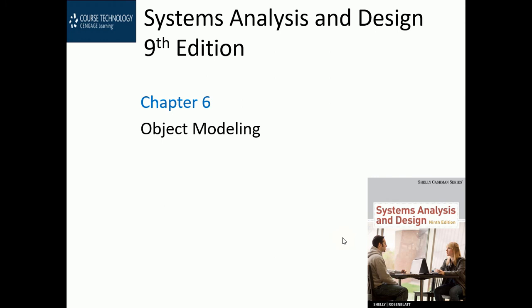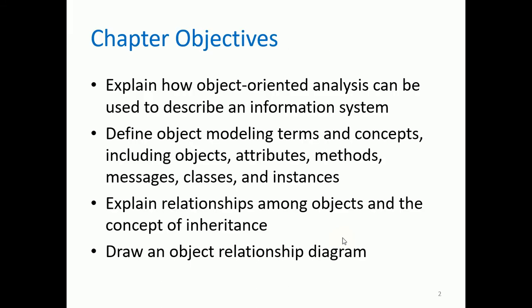We're already in chapter 6 of Systems Analysis and Design, which is called object modeling. Object modeling is another way to represent an information system aside from data and process modeling. In data and process modeling, we learned how to create the data flow diagram or DFD, decision tables, and decision trees. For object modeling, there are also sets of diagrams that we're going to learn here that are very important. So let's start chapter 6.